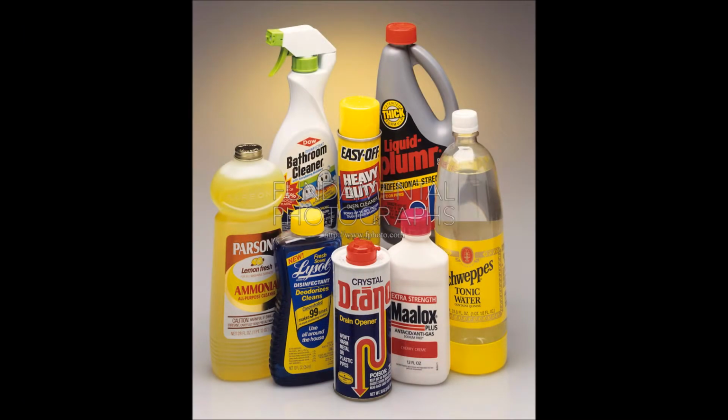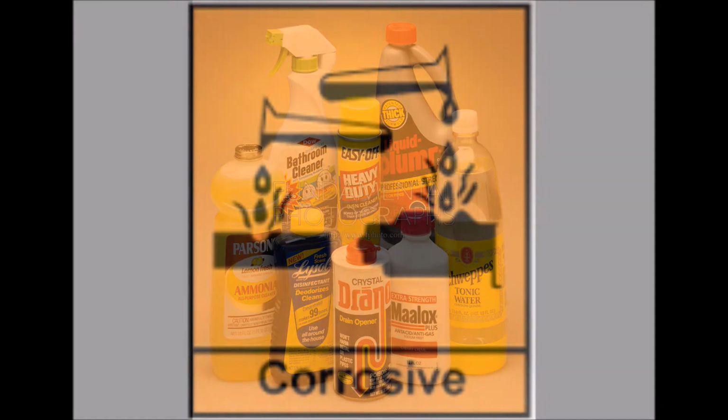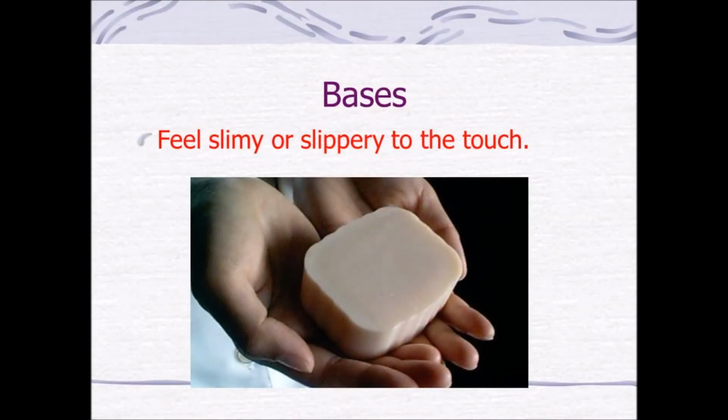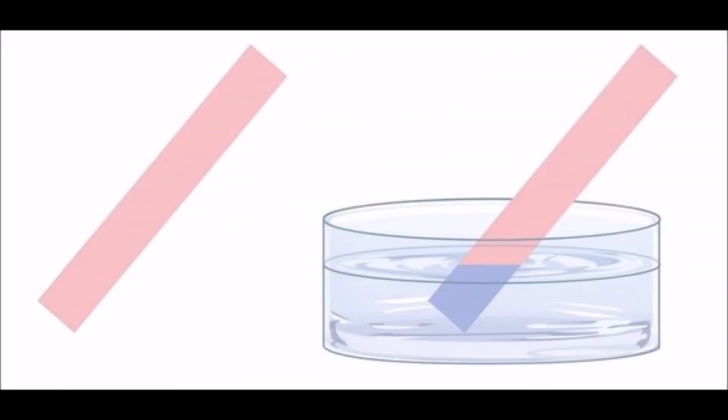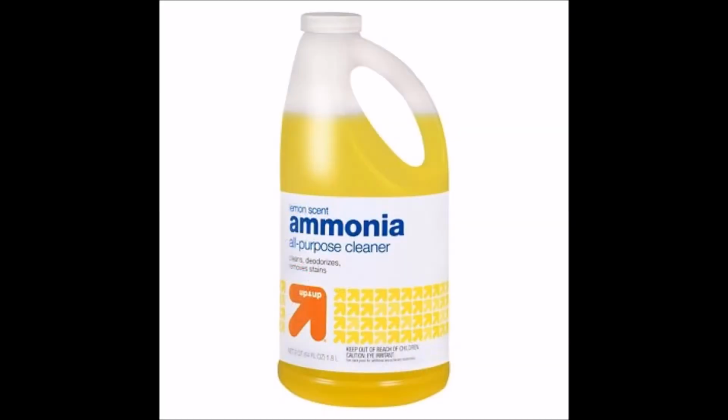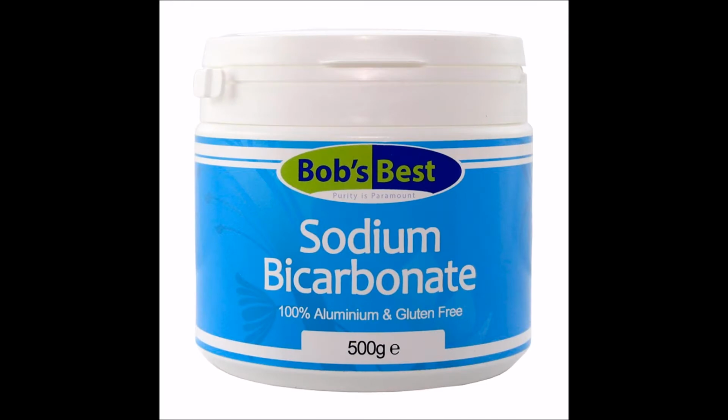Bases can be found in cleaning products, as they are able to dissolve oil and grease from surfaces. Some bases are very corrosive, especially caustic soda, which is used in drain cleaners. Bases have a bitter taste, slippery feel, and the ability to turn red litmus blue. They also have a high pH. Some examples of bases include sodium hydroxide, ammonia, and sodium bicarbonate.